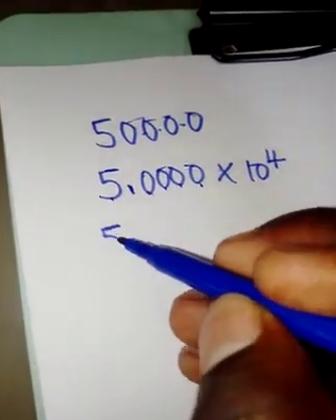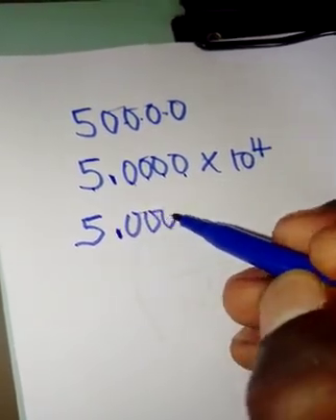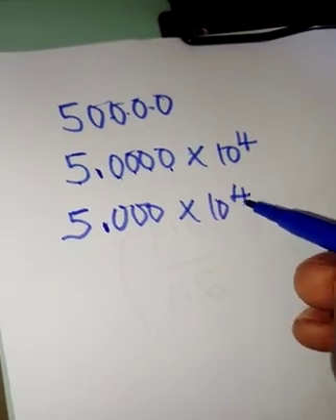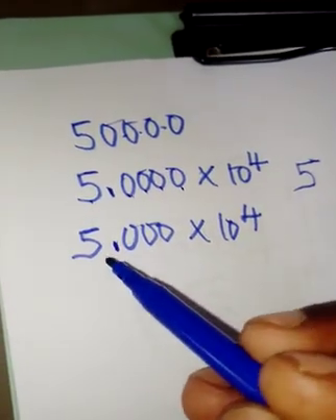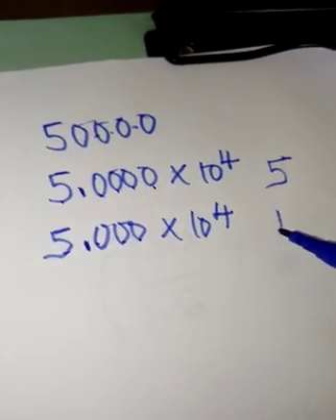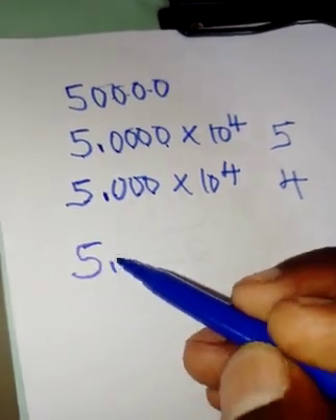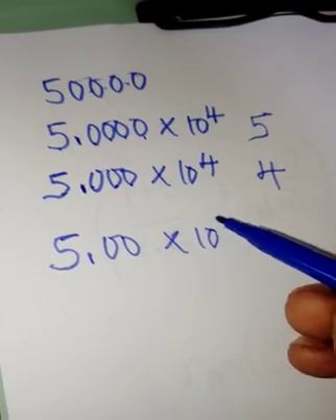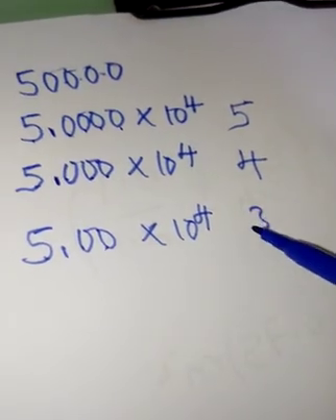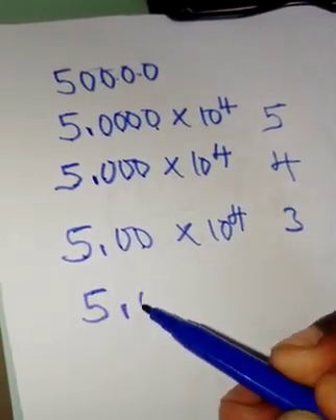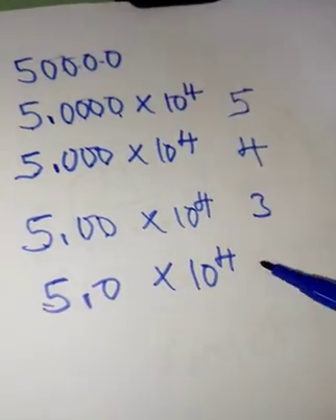What if we have 5.123 times 10 to the power 4? For this one, it will be 1, 2, 3, 4 significant figures. Then if we drop another digit, let's say 5.00 times 10 to the power 4, it's the same number. For this one, it will be 3 significant figures. The same number, we can say 5.0 times 10 to the power 4. For this one, it is 2 significant figures.